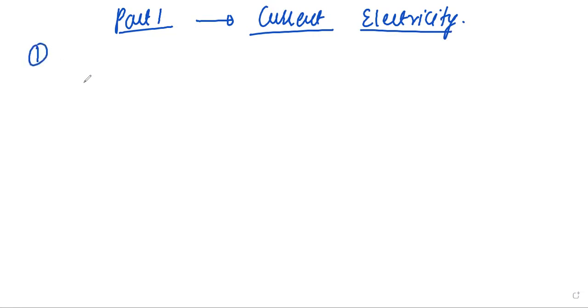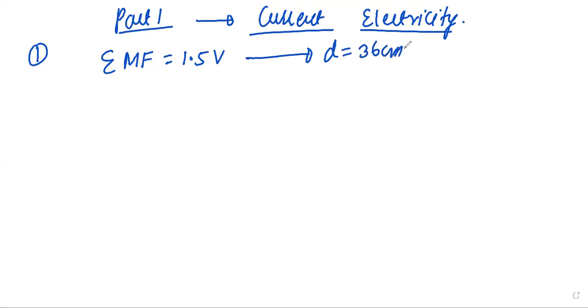in a potentiometer circuit, a cell of EMF 1.5 volt gives a balance point at a distance of 36 centimeter length of wire. If another cell is given whose EMF is 2.5 volt, and we place it instead of the first cell, then what is the length? So you have to find the L2 value. It was asked in 2021.